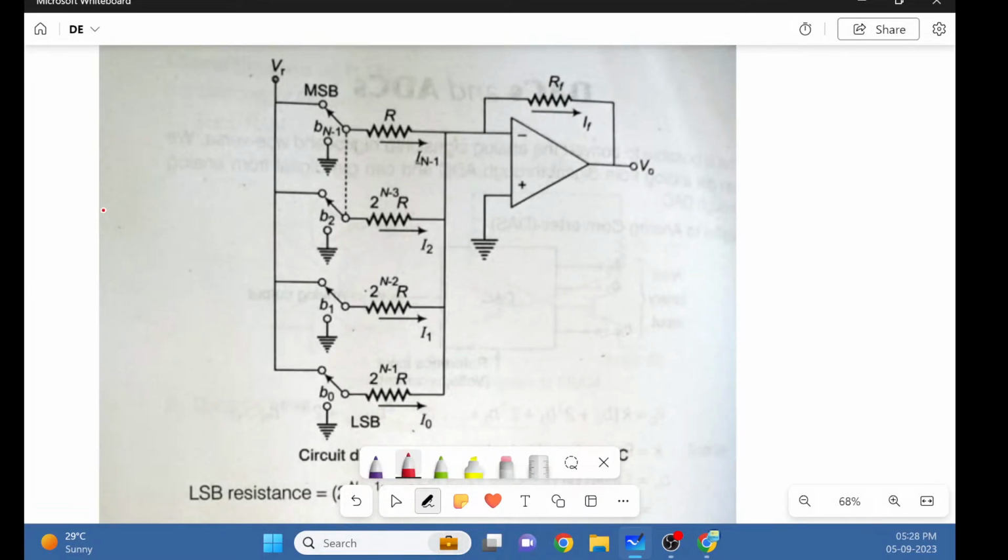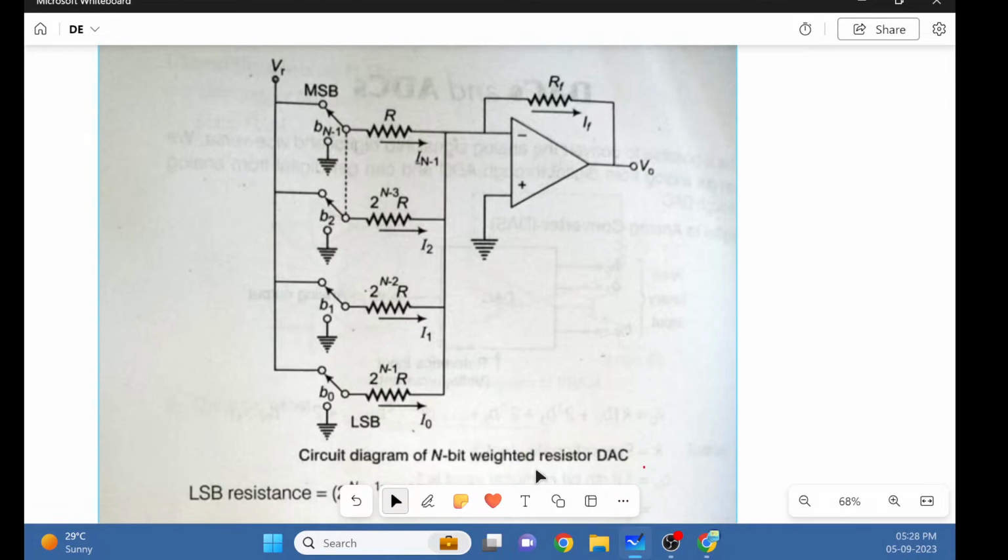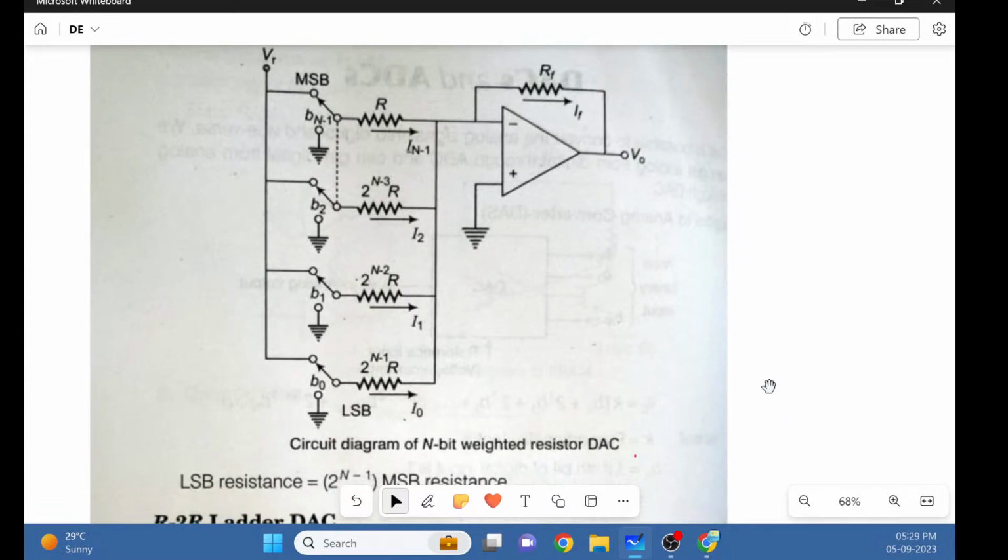This is called the n-bit weighted resistor. This is the block diagram. Yes, so you can see over here we are using an inverting op-amp, right? Now this inverting op-amp is connected in parallel to resistors starting from R to 2 raised to n minus 1, right? And these are the different bits starting from B0 to B raised to n. Now you can see B0, or the 2 raised to n minus 1, is also called the least significant bit, right? So this is the basic diagram of the n-bit weighted resistors.